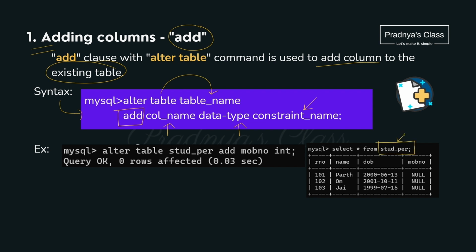Now we want to add one field to it named mobile number. Alter table student name, add mobile number, and the data type is integer. Look at the output of the command. One field got added. As we did not provide any data to the column, null will get stored. Then we can use the update command to update the data for every record.